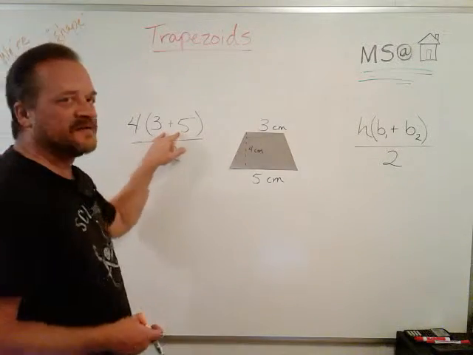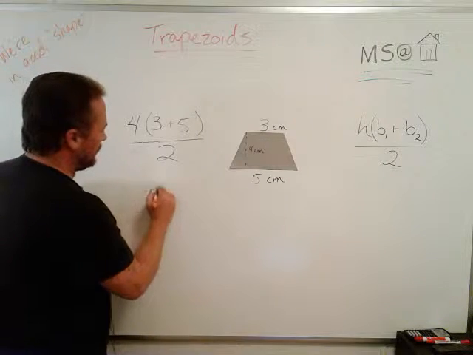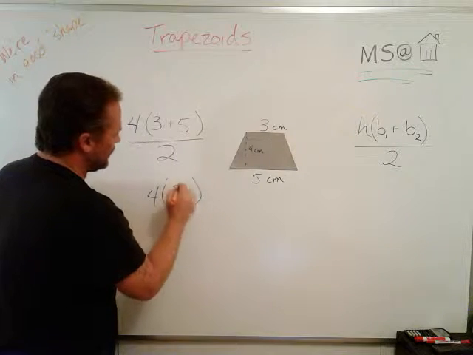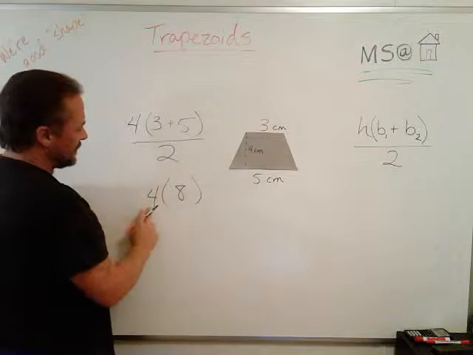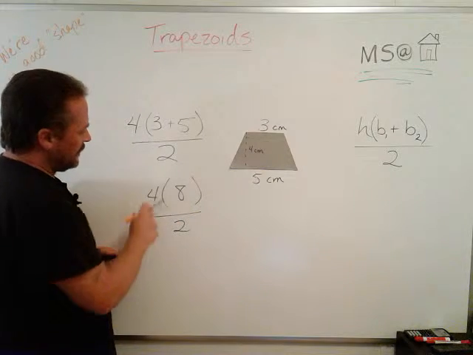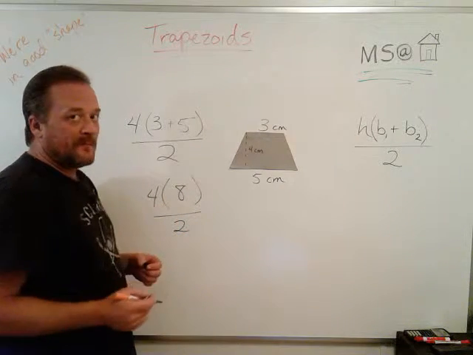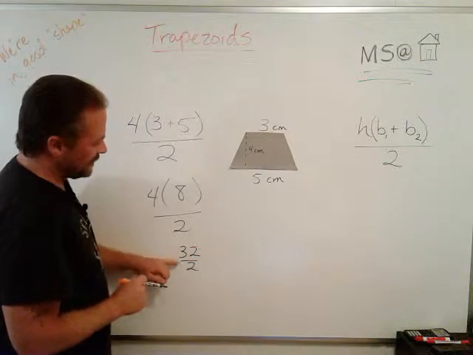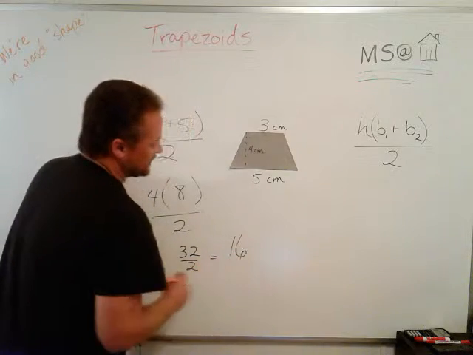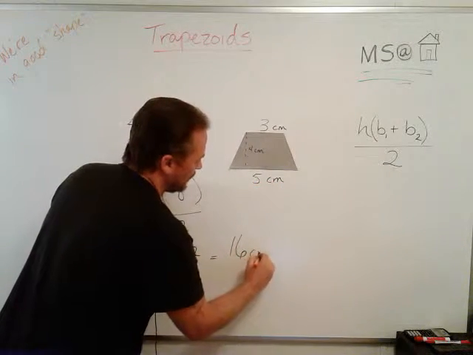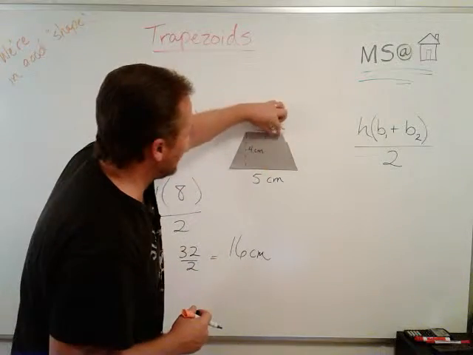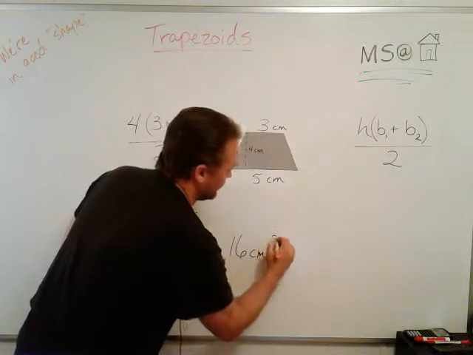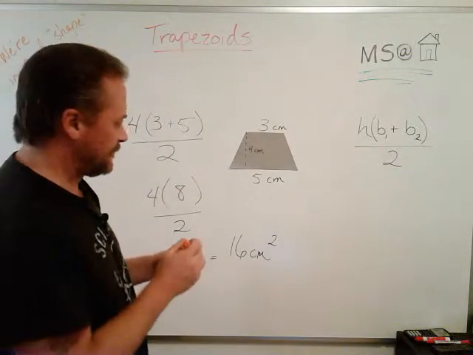Inside the parentheses right here is 3 plus 5. Okay? So I'm going to rewrite all this and change this right here. 3 plus 5 is 8. Still need to multiply by 4 and divide by 2. 4 times 8 equals 32 divided by 2. And 32 divided by 2 gives me 16 centimeters. And again, this is area, so we're trying to find out how many little square centimeters fit in here. And it turns out there would be 16 square centimeters in that trapezoid.